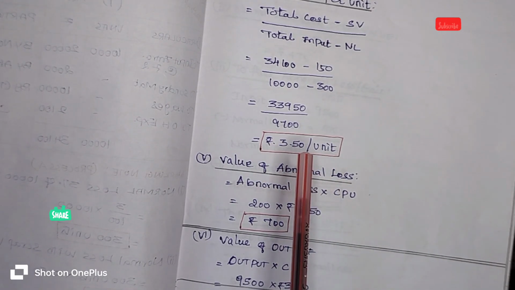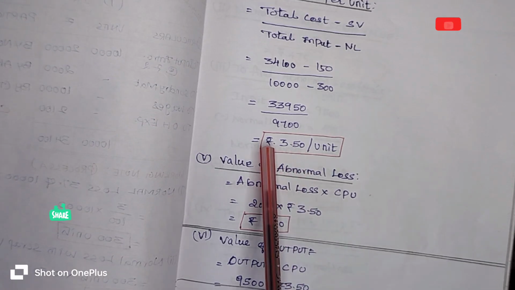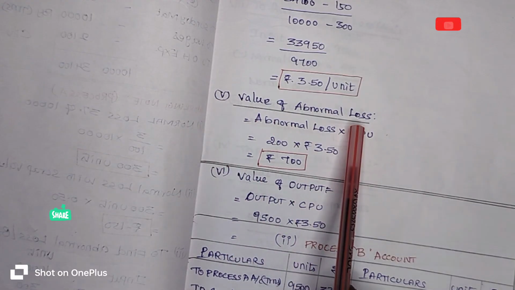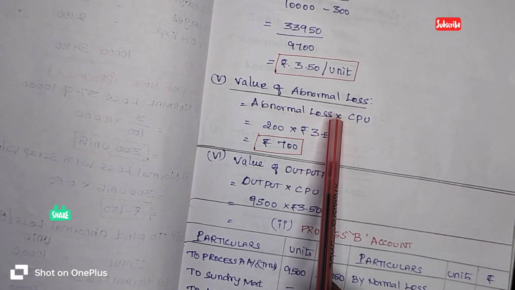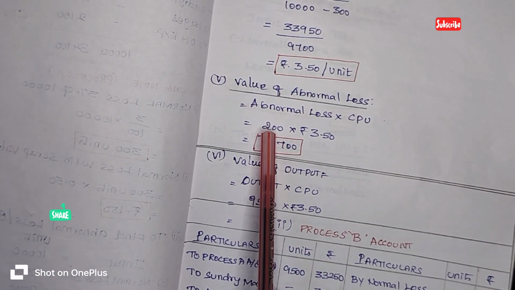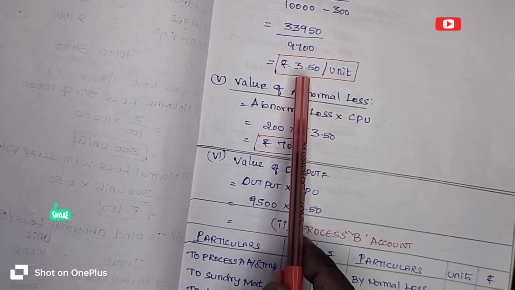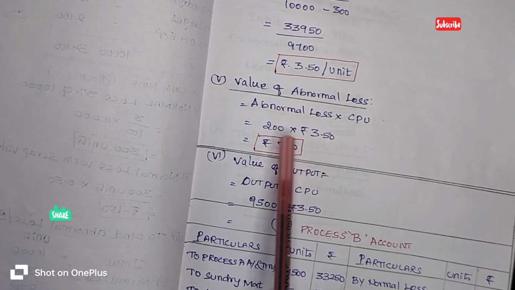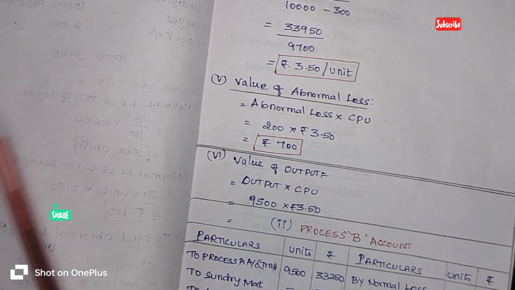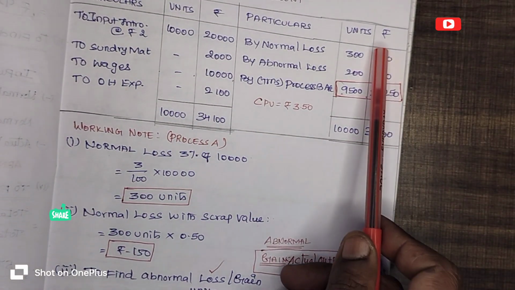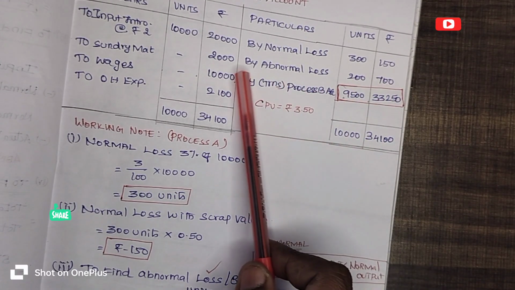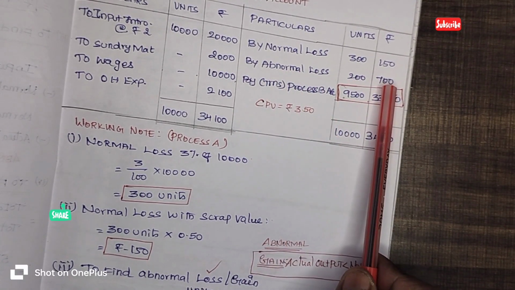What is the cost per unit? 3 rupees 50 paise. Now that we have found the cost per unit, we can easily find the value of the abnormal loss. What is the unit of abnormal loss? 200 units. You multiply the 200 units by the cost per unit, 3 rupees 50 paise, and you get 700 rupees. That 700 rupees is called the value of abnormal loss. You enter it on the credit side of the rupees column against abnormal loss, because this is the value of abnormal loss.